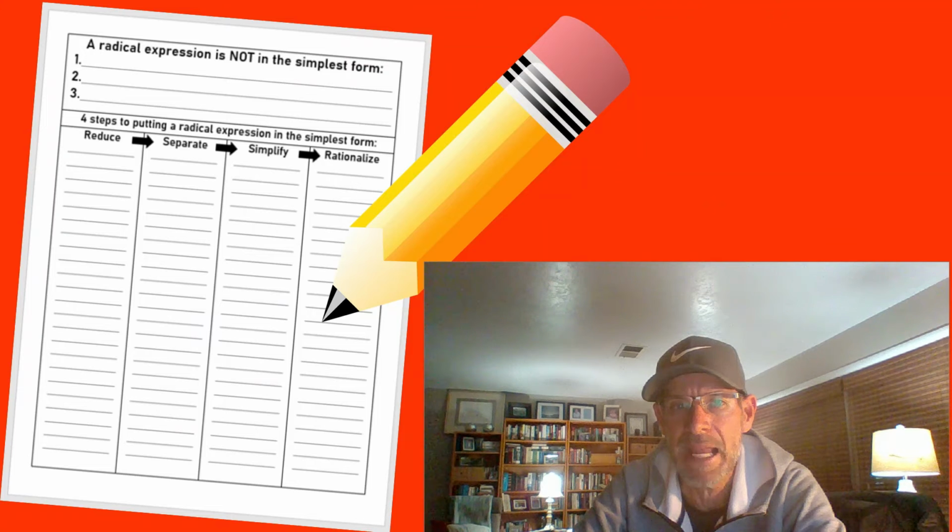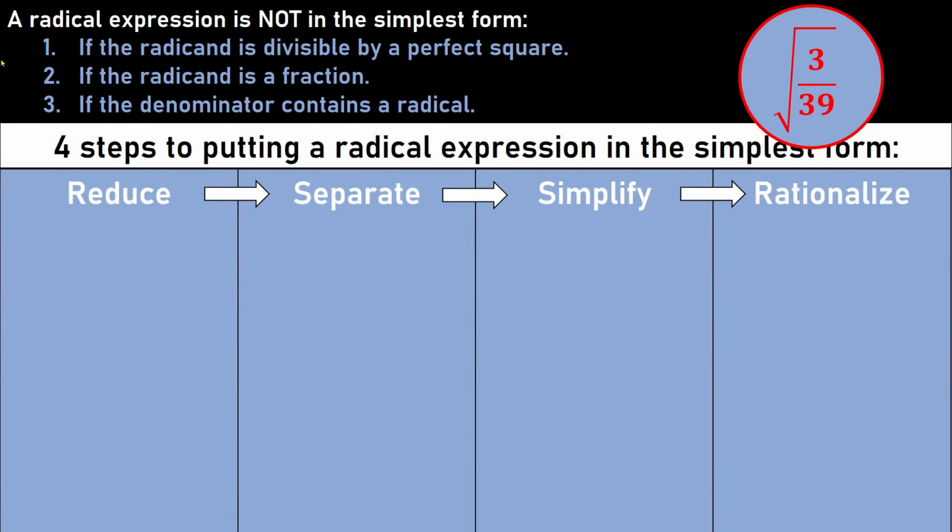You should get out your same notes, and in the rationalize column, be ready to write something down this time. You might need to use the back of your paper, but I would try to keep all of this information on the same piece of paper. Our first example problem is the square root of 3 over 39. And I know that this radical expression is not in its simplest form because the radicand is a fraction.